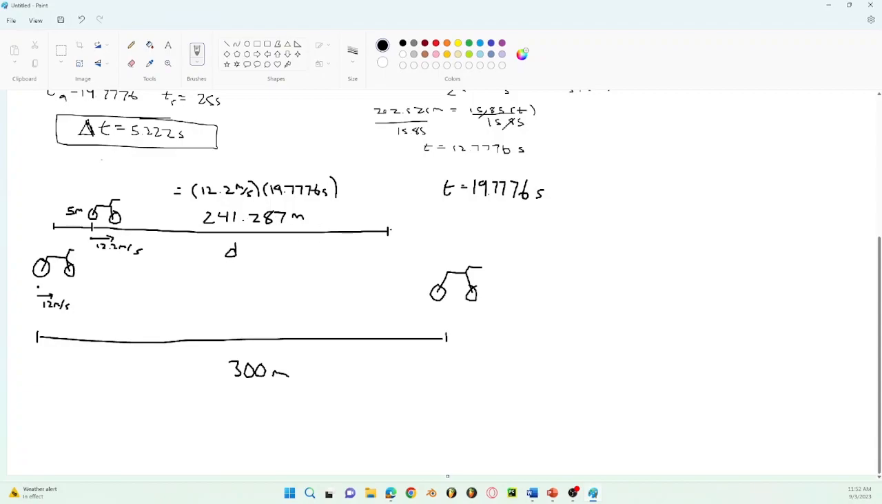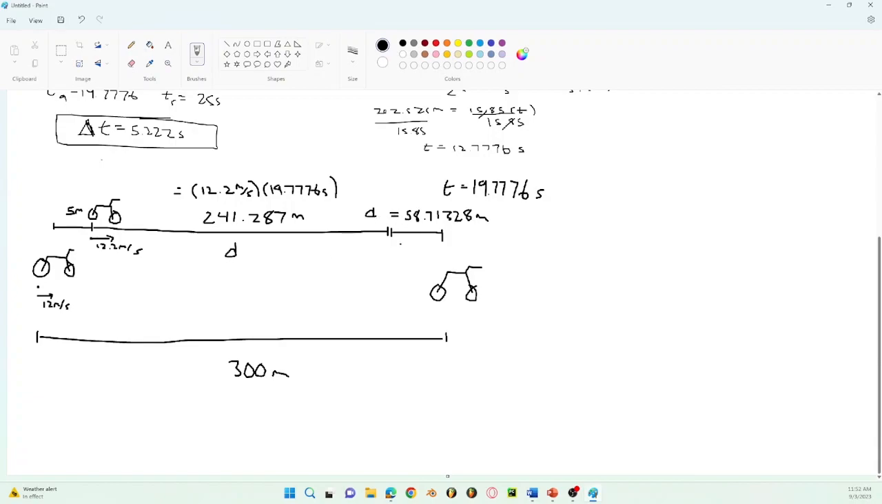So the difference between this person and this person at this point in time is going to be 300 minus the distance that the person is at this point in time, which is 58.71328 meters. This answers the first problem, the first question, which is the distance between them.